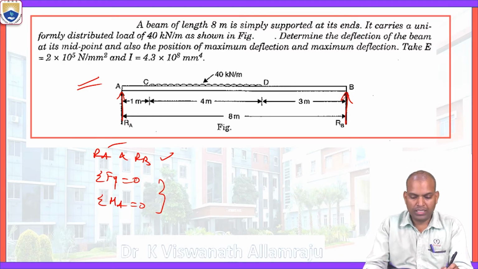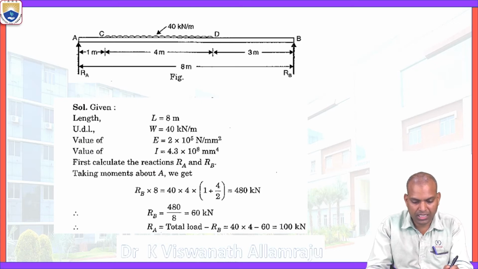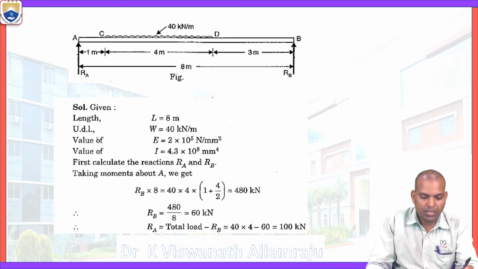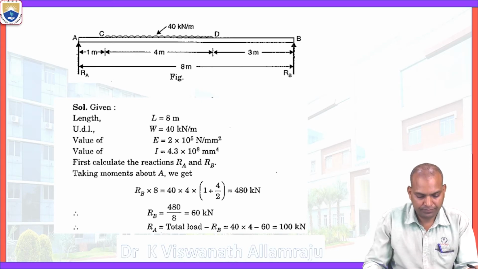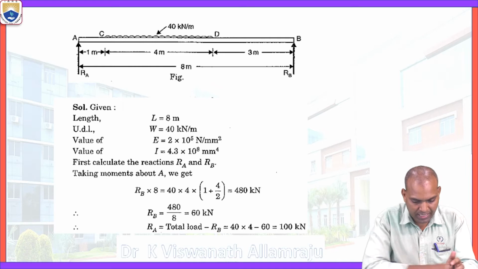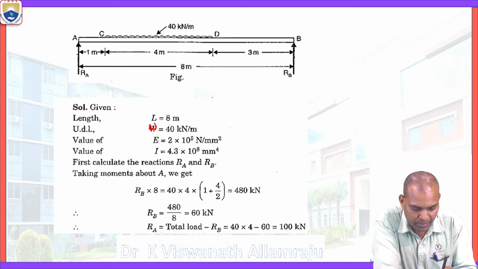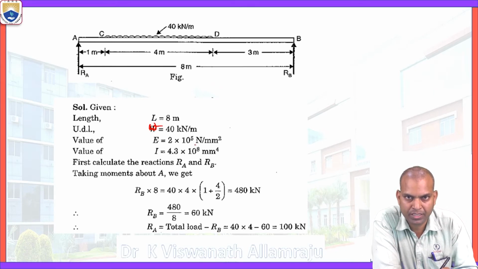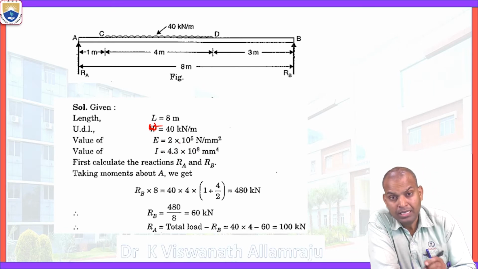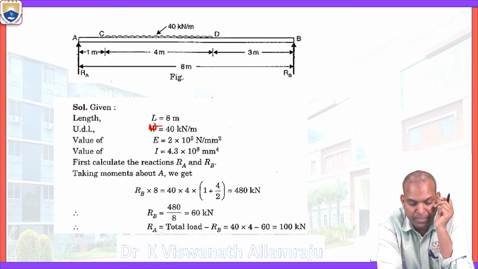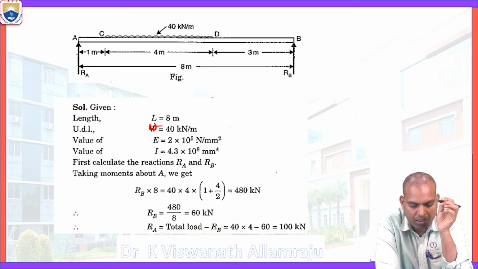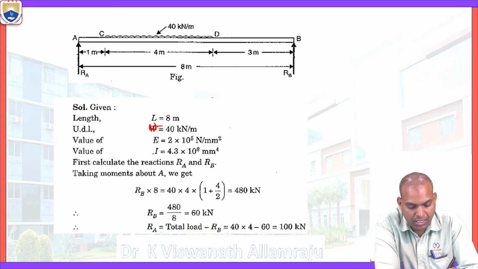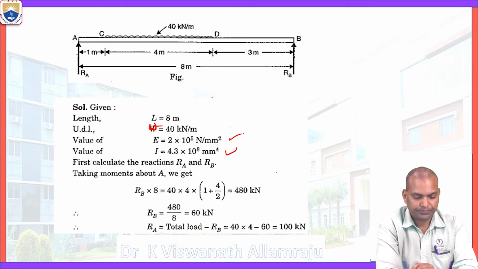Now what are those values? Reactions at A and reactions at B. Here the length of the span of the beam is 8 meters, and the UDL, small w, is 40 kilonewtons per meter, and the modulus of elasticity of the material is 2 into 10 power 5 Newton per square millimeter, and the second moment of inertia is 4.3 into 10 power 8 millimeter to the power 4.